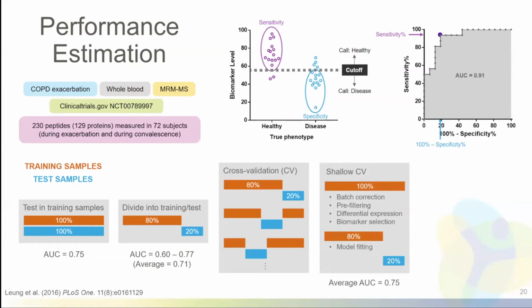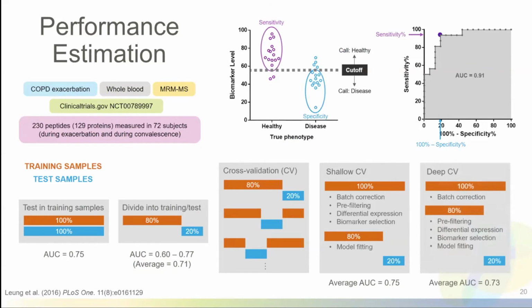So something we've also seen is that people will find biomarkers using all of their samples, and then they apply cross-validation to the very last step in the process, which is model fitting. But the problem with doing it this way is that when you're doing differential expression and biomarker selection, you're actually incorporating a lot of information from your training data. So if you're using 100% of your training samples, you're actually biasing your results. Now, when we do that with this data set, we get an AUC of 0.75, which is exactly the same as when we trained and tested in the same samples.